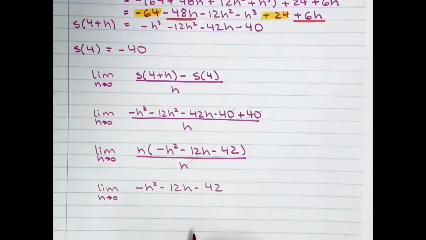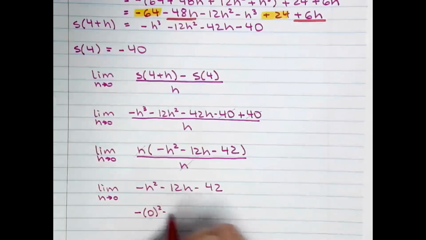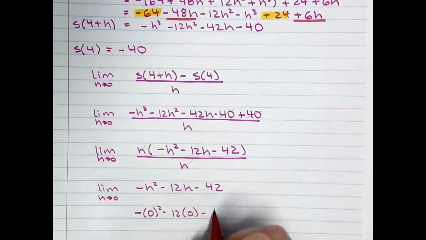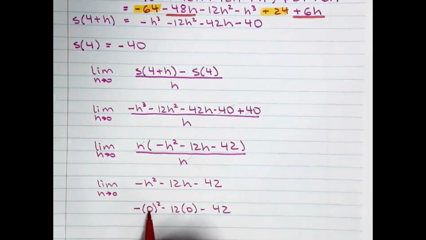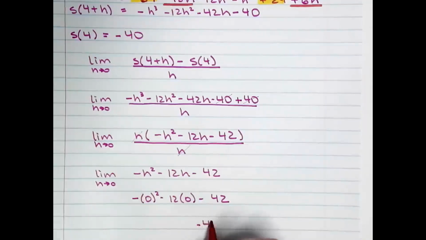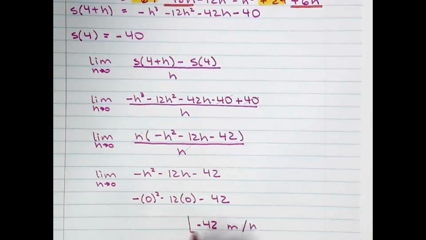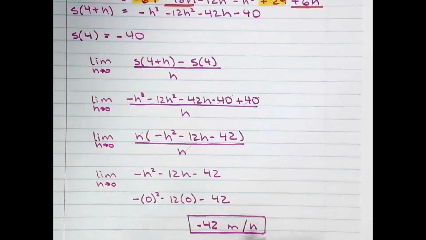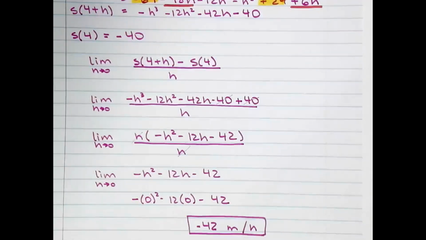And then at this point, you go ahead and you substitute 0 for h. Here I have 0. Here I have 0. My final answer will be negative 42 meters per hour. Woof! We got this.